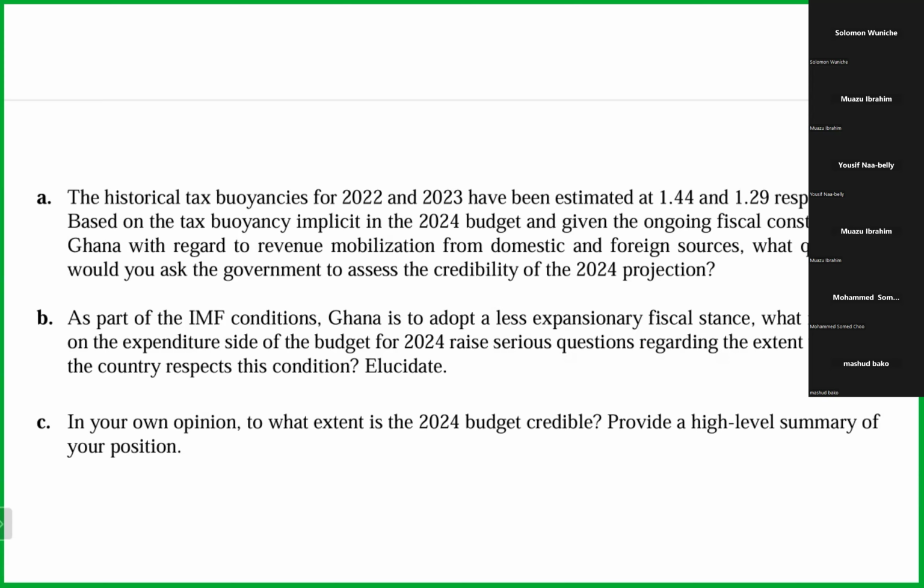So the B part is saying, as part of the IMF conditions, remember Ghana is under an IMF program and we have conditions to meet.